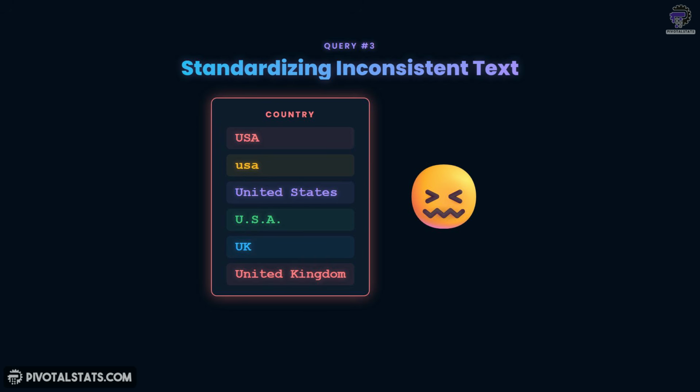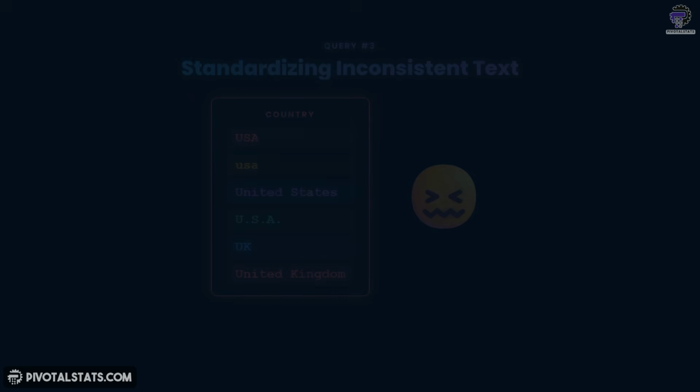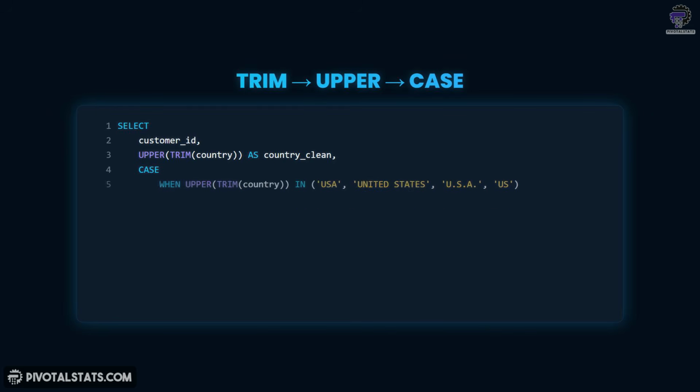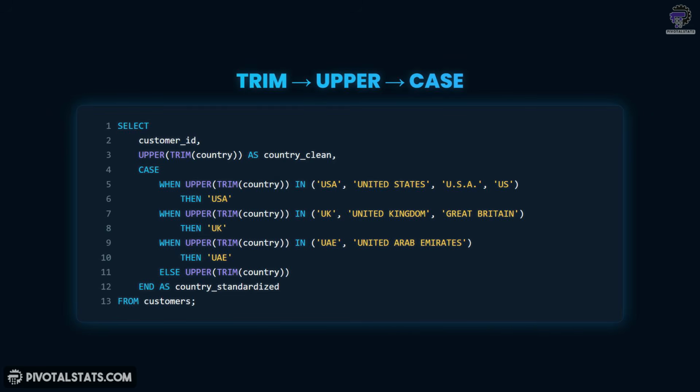This happens because data comes from multiple sources with no enforced formatting. Different import files, different web forms, different vendors. By the time it reaches your table, it's chaos. The fix is three SQL functions working together. Step 1. TRIM. This removes leading and trailing white spaces. You'd be amazed how often a field looks correct on screen but actually has a space at the end, making it not match anything in a lookup table.